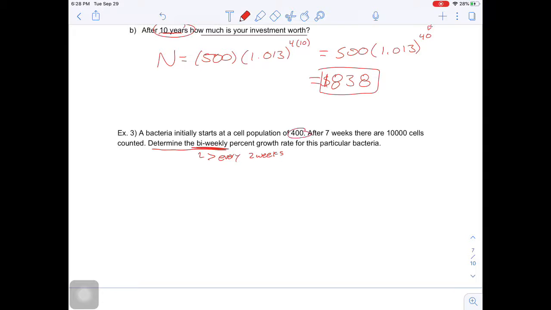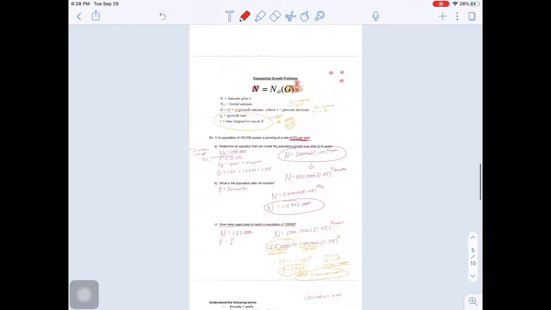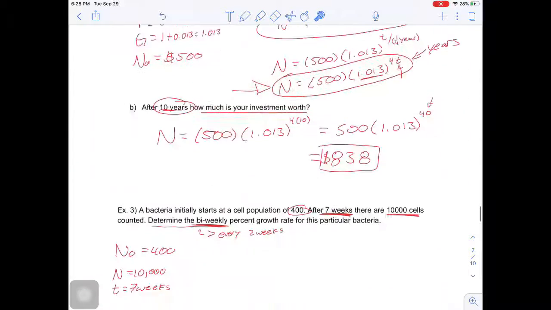Okay, so let's note some things. Well, our initial amount is 400. After 7 weeks, there's 10,000 cells. So there, N equals 10,000 when T would equal 7 weeks. See, that's important to distinguish. Remember, N is related to the amount that's passed, not the growth rate. So this is 7, this is N.